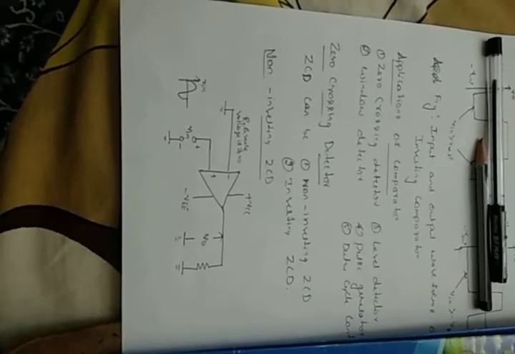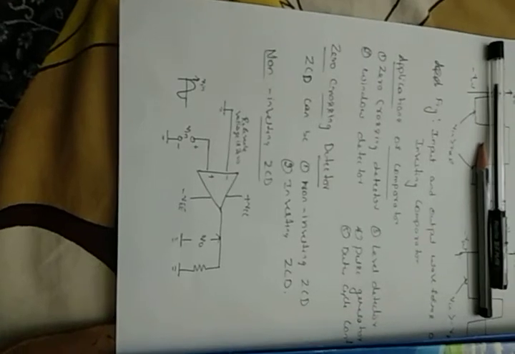Hello everyone. So in this video we'll discuss what is zero crossing detector. So zero crossing detector is one of the applications of a comparator. As we discussed in the comparator, a comparator circuit compares the two signals and gives the output voltage which is either high or low.